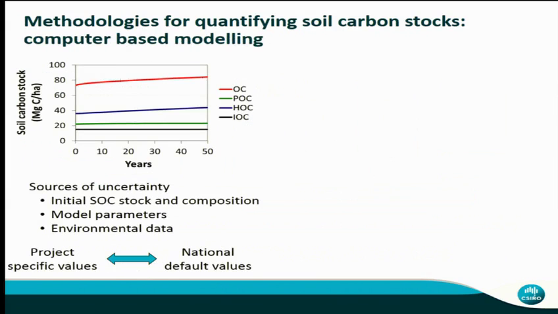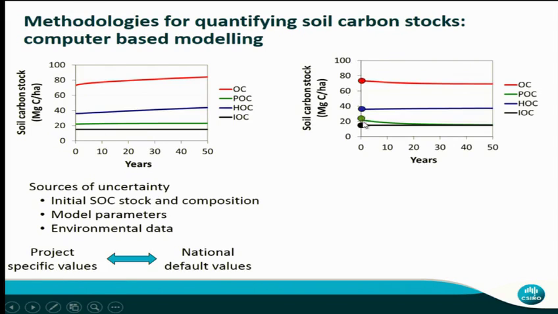The other methodology that's currently in play now is modeling. Basically, it's built on the NCAS system, the National Carbon Accounting System. The sources of uncertainty here are quite large as well. The initial stocks, how much is there, what are the model parameters, and how certain are we of them, environmental data. We can do things like input project-specific values and maybe tie in that first point so that we can model forward from something known rather than modeling forward from something that's thought. We can use national default values if we wanted.